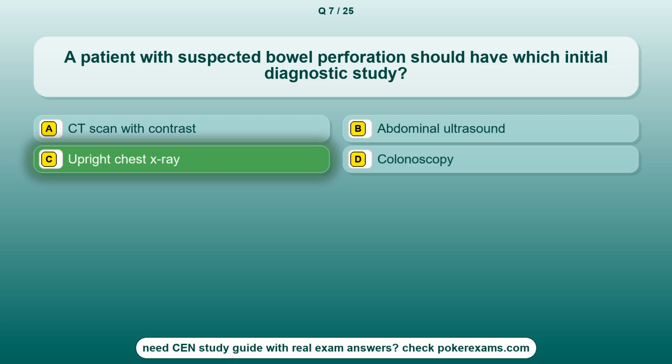The correct answer is option C. Upright chest X-ray.